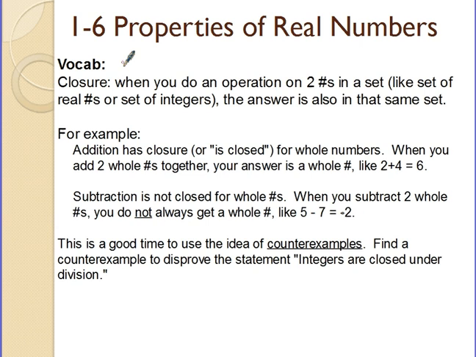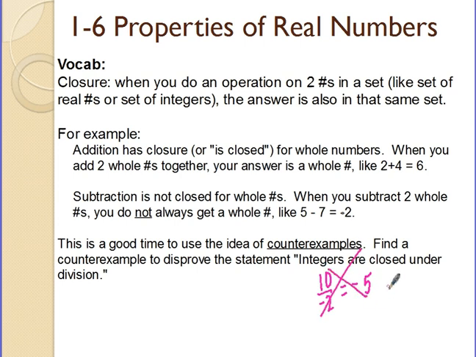Okay. So now's a good time to bring up that idea again of counter examples. Right? A counter example disproves something. So if we want to try to think of a counter example to disprove the statement integers are closed under division, we would think of two integers that we could use that wouldn't give us an integer answer. So let's see if we can think of one here. Like if I do 10 divided by negative 2, I get negative 5. Well, negative 5 is still an integer, so that's not a good counter example.